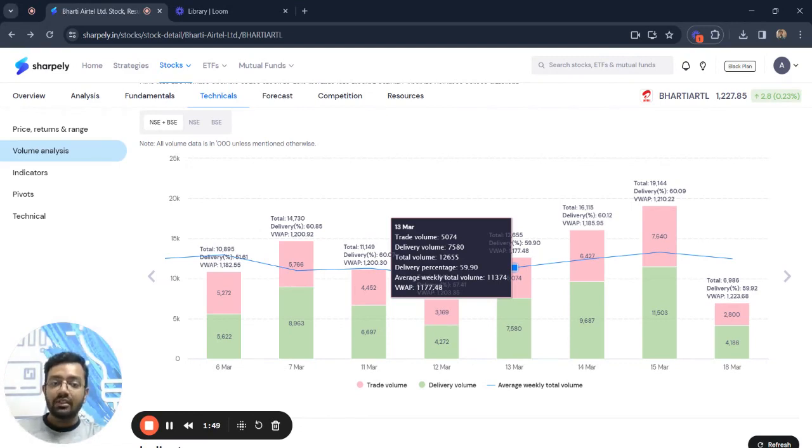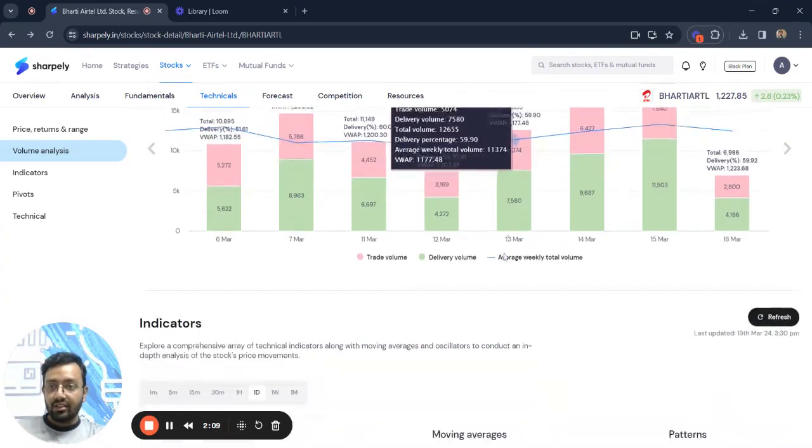Now, if volumes are significantly higher and delivery percentage is low, that means there is a lot of speculation going on in the stock. So this volume data is very useful in finding out the institutional buys, or whether there is any institutional interest, or is it just speculation?